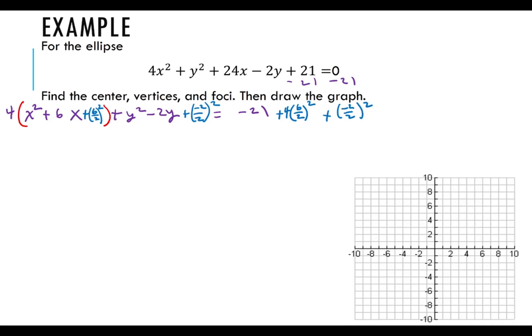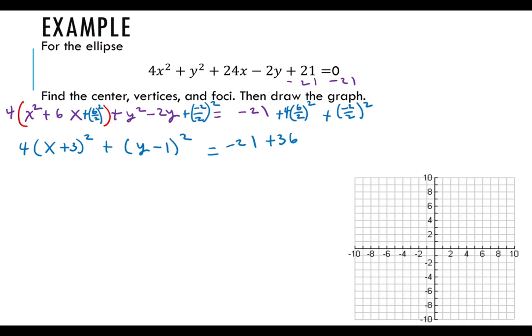So then what do we have? This is going to give me 4 times x plus 3 quantity squared plus y minus 1 quantity squared is equal to negative 21. 6 over 2 is 3, 3 squared is 9, 9 times 4 is 36.